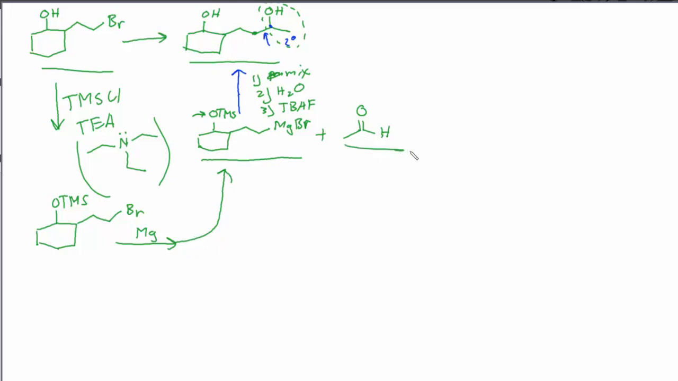I can introduce the aldehyde to the Grignard, and then at the end of that reaction I can quench the alkoxide that's formed with water, and then I can regenerate the original alcohol using TBAF, and then I have my diol product that I created up here. So here's a way that we could use the concept of protection, deprotection in a short synthetic pathway.